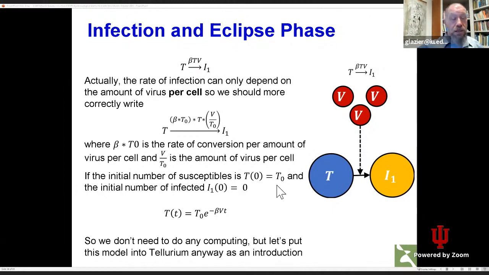If the amount of virus is constant, then this gives you that the number of uninfected cells is T0, the initial number, times e to the minus beta Vt. So you have an exponentially decaying number of uninfected cells. Or equally, the number of infected cells is going up exponentially. And so what this is telling you is that the slope of that exponential growth curve in our experimental data is just beta times V.